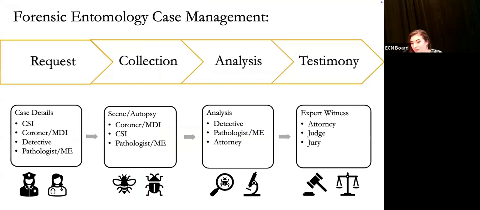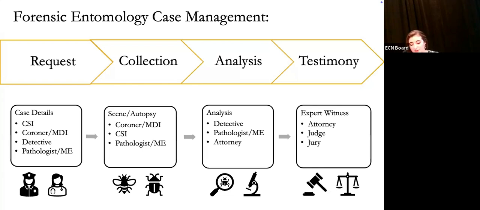Now, compared to your area, I work with a pretty large group of all different people that generally don't have a background in entomology. And so in my case management, this is the best way for me to summarize what we do at all of the different steps throughout this case experience. And so I often get a phone call, a text message, an email from a variety of different people asking me to consult on a case.